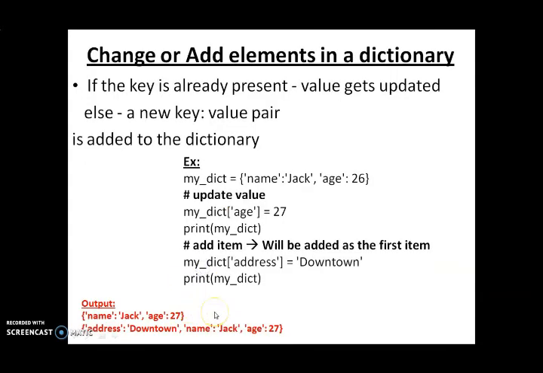Next, we are going to see how to change or add elements in a dictionary. If the key is already present, the values will get updated, or else a new key value pair will be generated. Changing is nothing but editing. Already there will be a name. You can just change the name of a particular person. Here you can have that Jack's age is 27, instead of that, you have given it as 26. That is called changing the element.